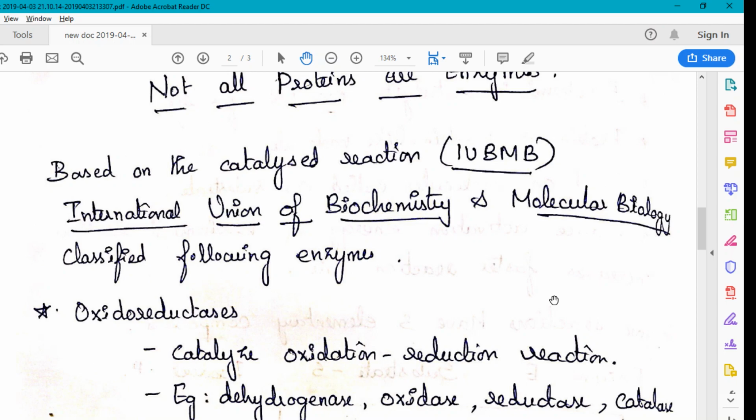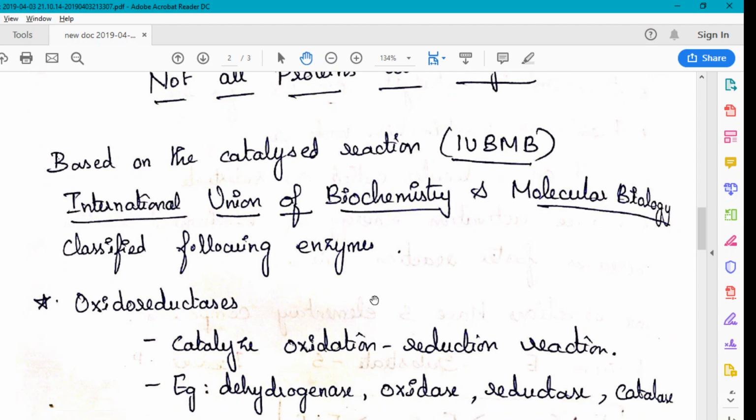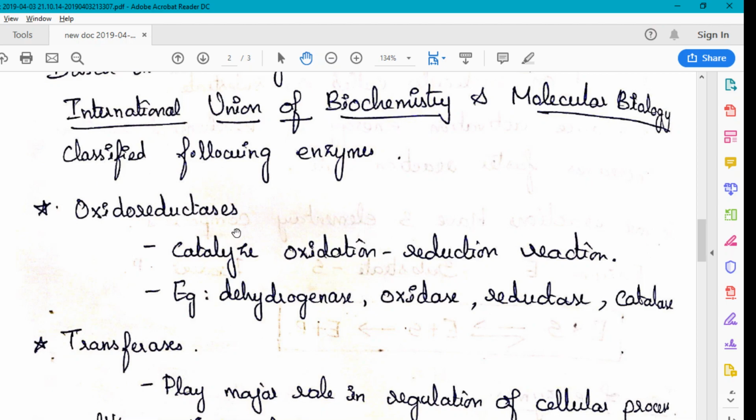Based on the catalyzed reaction, the IUBMB, that is the International Union of Biochemistry and Molecular Biology, has classified enzymes in six different ways. First, we are going to see oxidoreductases. These are enzymes which are involved in oxidation-reduction reactions, for example dehydrogenase, oxidase, reductase and catalase. These types of enzymes are involved in oxidation-reduction reactions in the biochemical pathways of cell metabolism.